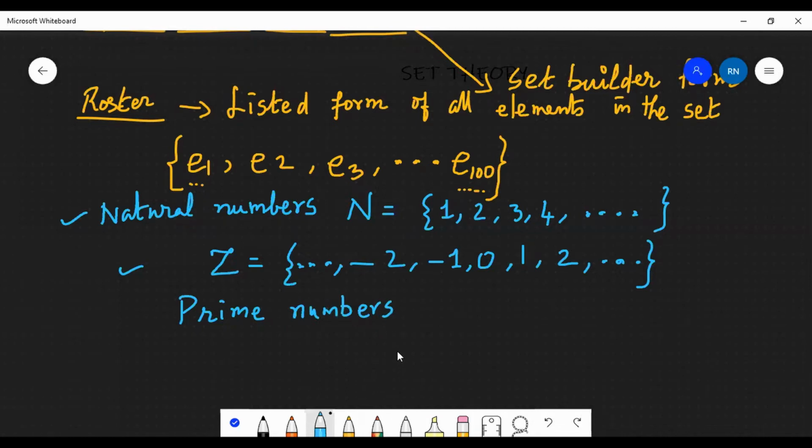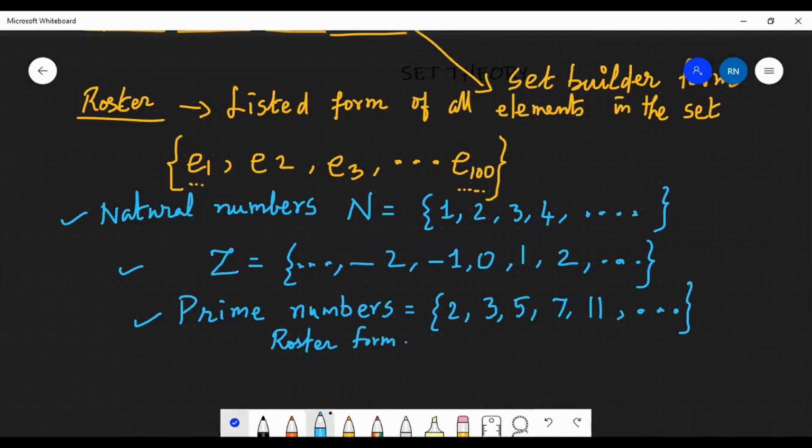So when I try to write the list of prime numbers, I begin, let us say, at 2, the even prime number, and then 3, 5, 7, and then 11. But the list definitely doesn't end. So I again make the ending with dots and braces. Now this is again a roster form. So this is also a roster form. A few examples for roster form.